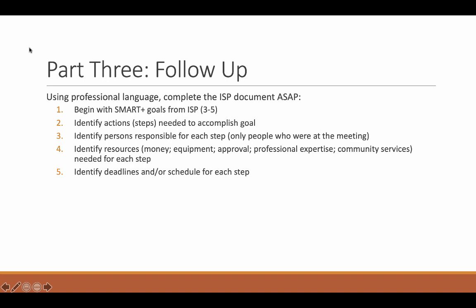And then finally, you're going to identify deadlines and or the schedule for each step. So deadlines are the dates by which a step must be completed, but sometimes something is done multiple times, such as, for example, going to swimming lessons every Tuesday and Thursday for a number of weeks, or going to the gym for 5 different half-hour sessions over a course of a number of months.